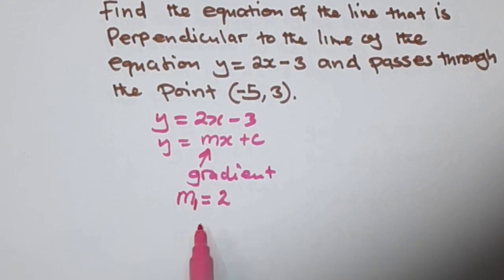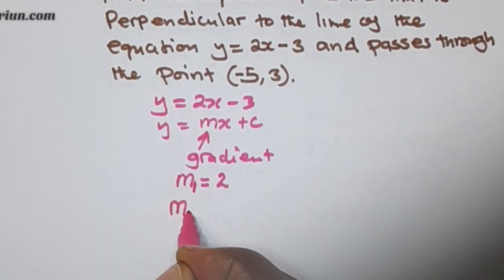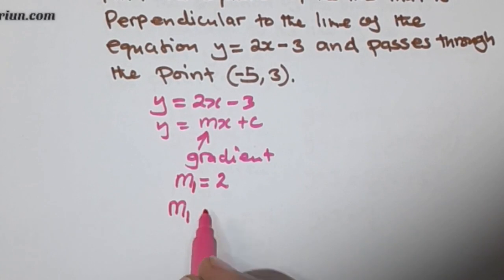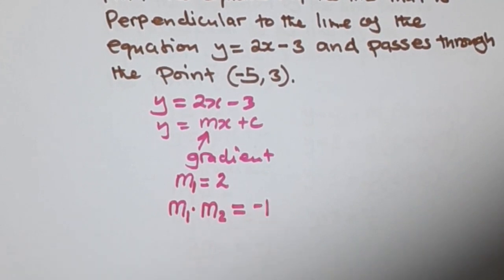Okay, so from there, the other important thing that you are supposed to know about perpendicular lines, meaning the lines that are crossing each other at 90 degrees, is that when you multiply the gradients of these perpendicular lines, you should get -1. So what I'm saying is, if you multiply the gradient of the first equation times the gradient of the second equation, you should get -1.